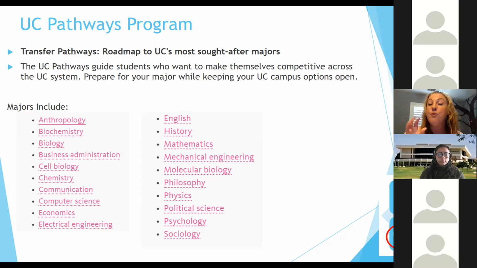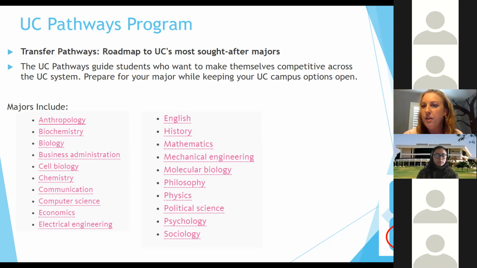Pathways is good if you know your major, but you don't necessarily know which UC campus. That's the other way around, right? You might know you really want to do a psychology major, but you're open to which UC campus. You're not tied to one. And again, you can still apply to other schools with the first two. I don't want to confuse that, but that's what UC Pathways does.